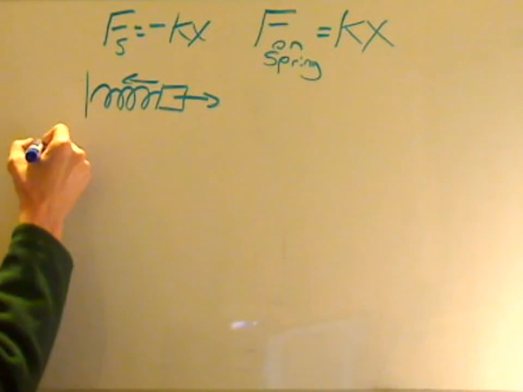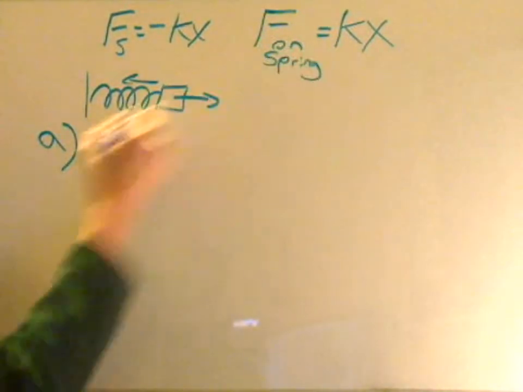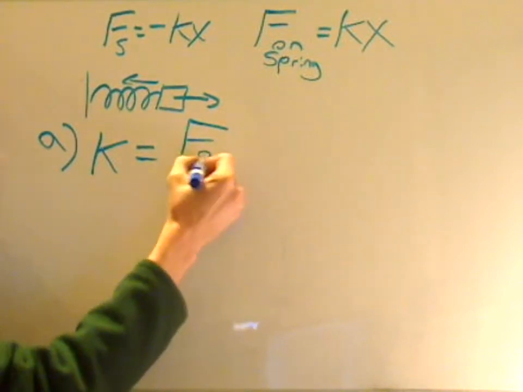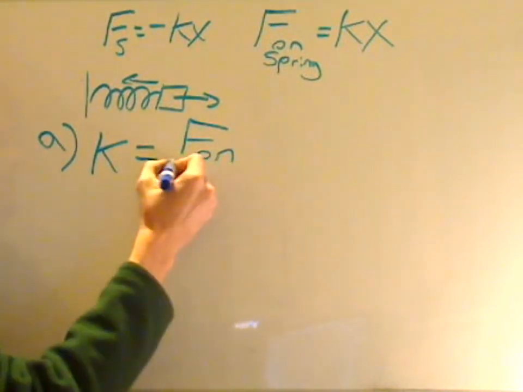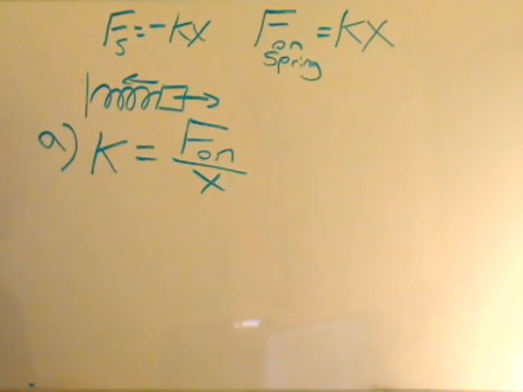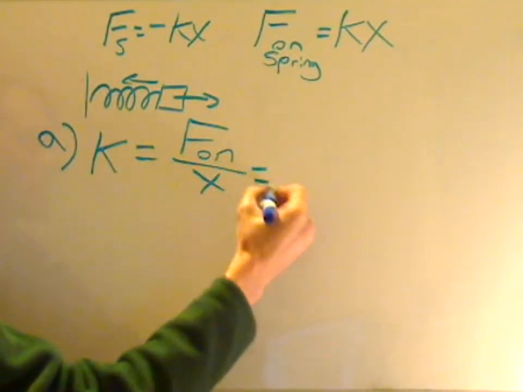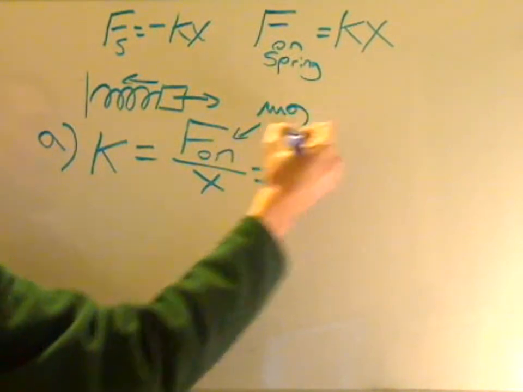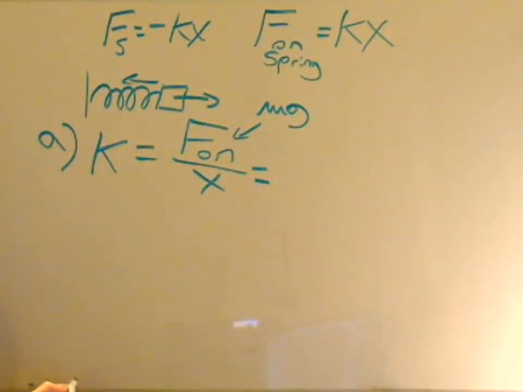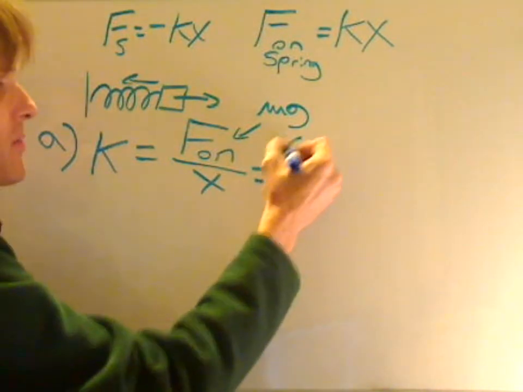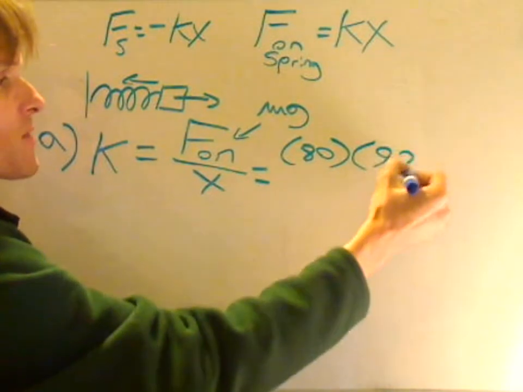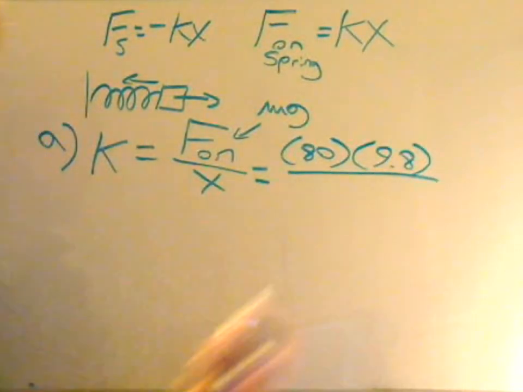So therefore in part A, we're asked to figure out the spring constant. So the spring constant is the force applied to the spring, we'll just say force on, divided by the compression, x. The force applied to the spring, well, this is going to be mg. That's the force applied to the spring. And so the mass of this person is 80 kilograms. g is 9.8 meters per second squared. And the compression is 1.2 centimeters.